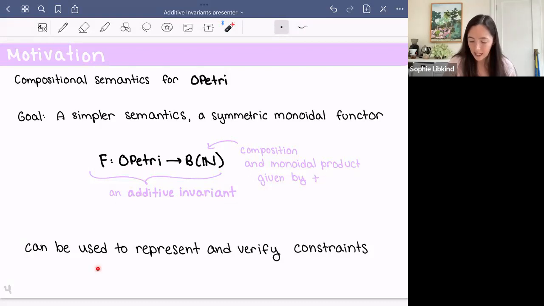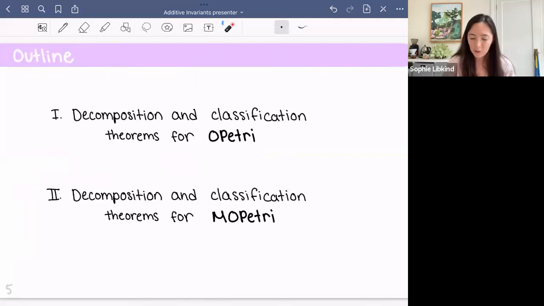The other idea is that these additive invariants can be used to represent and verify constraints. So you might have something like: a network is biologically relevant if this additive invariant applied to it is always less than 100, as an example. And also, because it's compositional, you could use these features to build up biologically relevant networks. For example, if an invariant always has to be 0 for a network to be biologically relevant, that sort of thing is compositional.